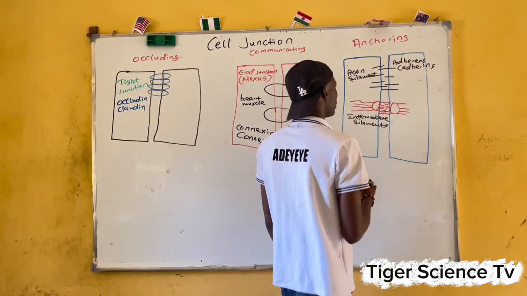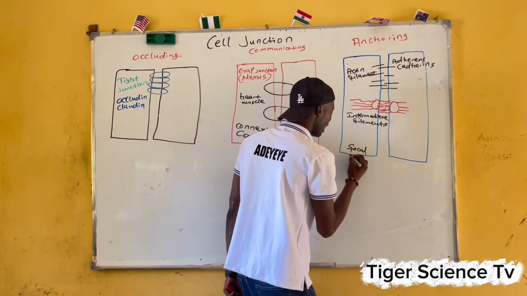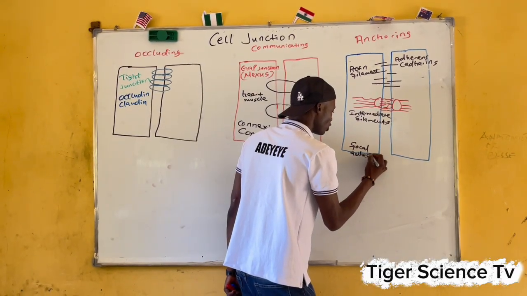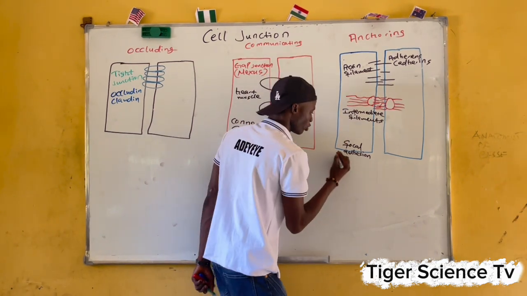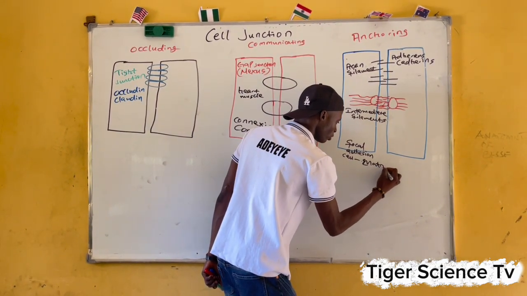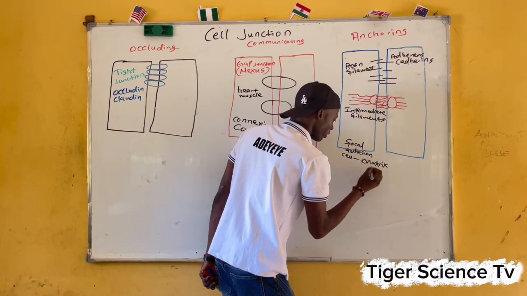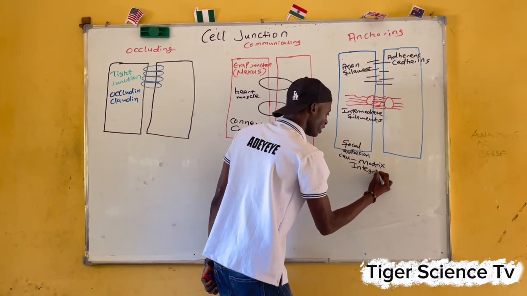For the next one, we have focal adhesion. Focal adhesion provides communication between the cell and the extracellular matrix. Cell to matrix, that is what they provide. The particular protein that you see over here is integrin.